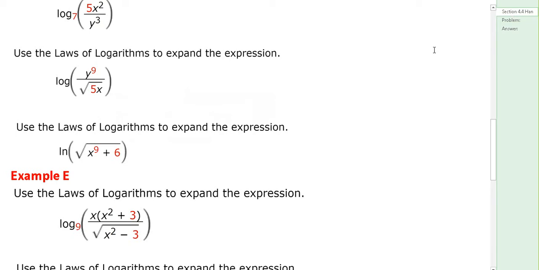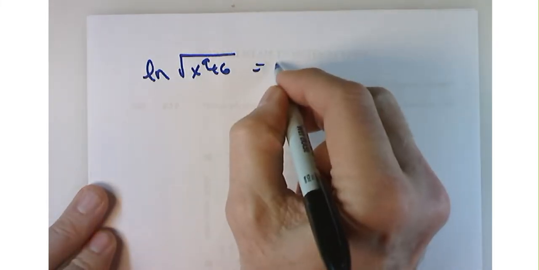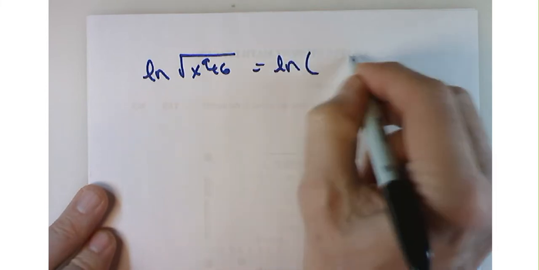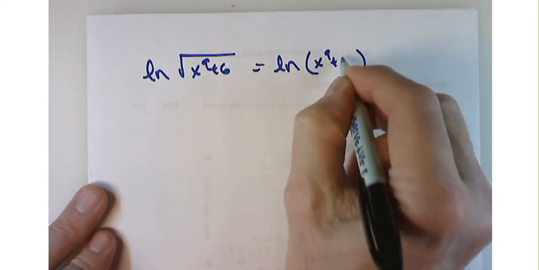That's good. Thank you. Let's actually look at that one though and figure out how to solve it the right way. So ln of the square root of x to the 9th plus 6. Now, my properties for logs apply to ln just like they do anything else. I'm going to start like this, write it as ln of x to the 9th plus 6.